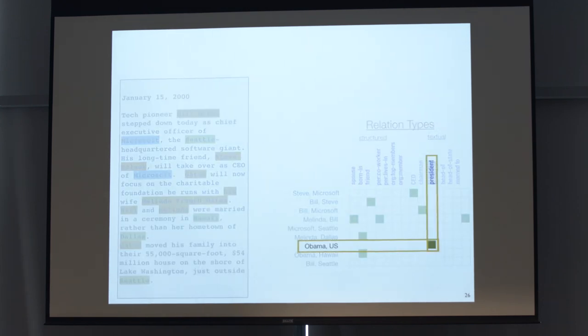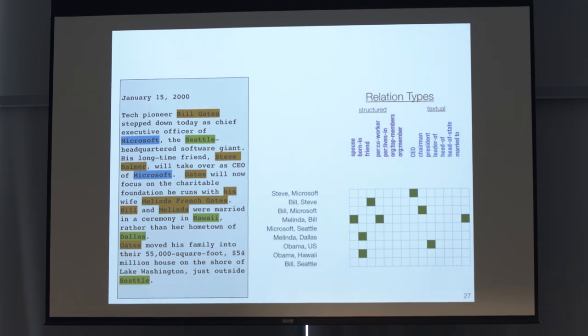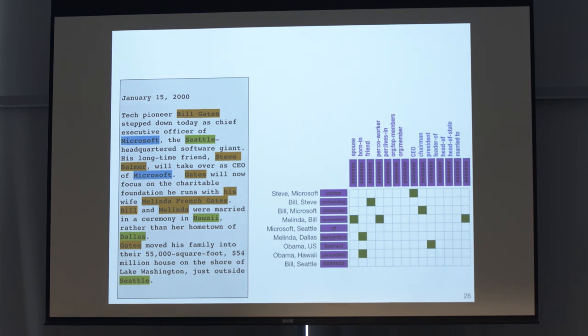So if I want to make a prediction of, was Obama, sorry, this slide's a little bit out of date, president of the United States? Well, that was directly observed, and so I can answer that. But I'd like to be able to answer for all the other cells as well, whether they're true or not. And so I want to essentially do matrix completion here, or get this to generalize. And I'm going to do that by giving myself vectors for each of the rows and columns, a vector to represent each relation type and a vector to represent each entity pair.